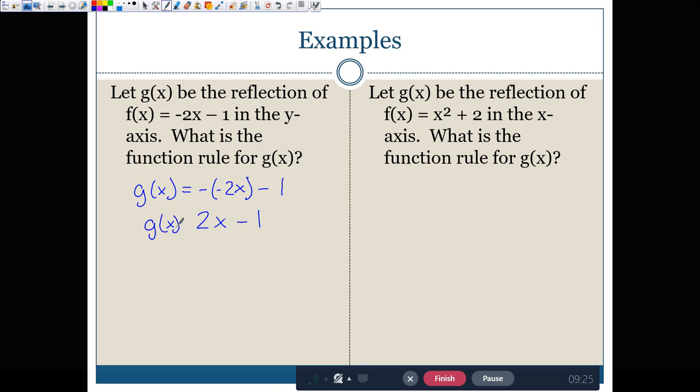But my x's all change to the opposite sign. Okay? But if it's reflecting over the x-axis, my y-intercept and my x values would change. So everything is going to get affected by the negative. So I'm going to put my negative on the outside and then distribute. So this becomes -x squared minus 2.